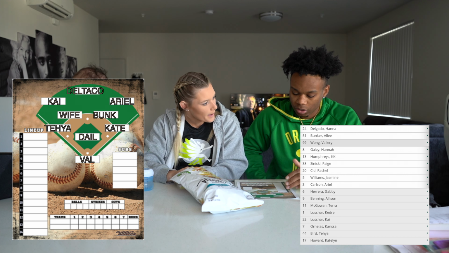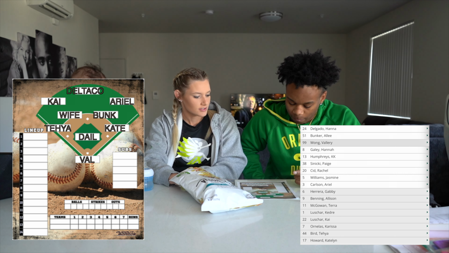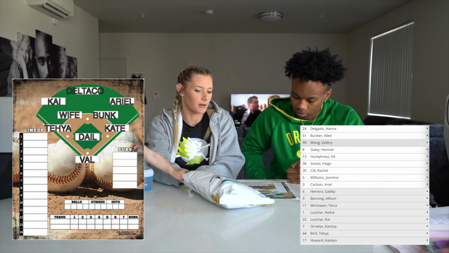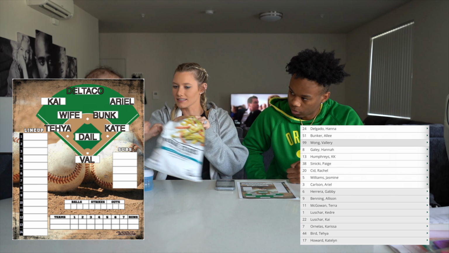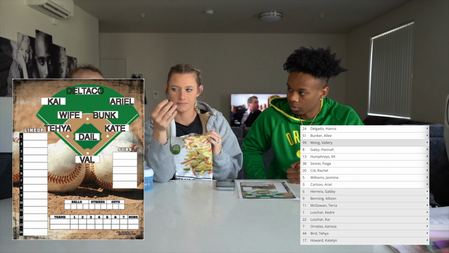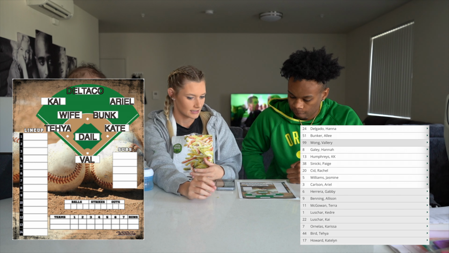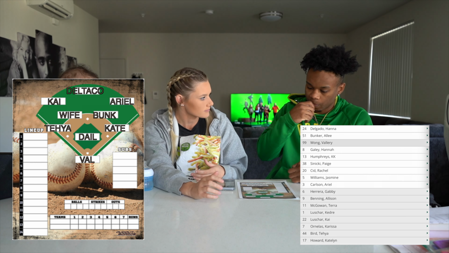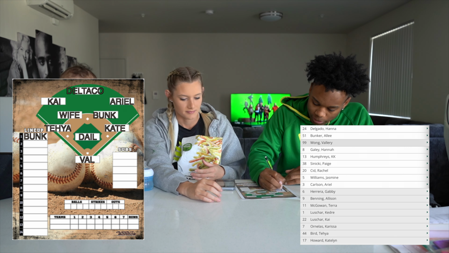How does it work as far as, you know how they go like the third one is supposed to do this? So your leadoff typically is someone who consistently gets on base a lot, or sees a lot of pitches, has good at bats, kind of just starts the momentum for the game. So I like Bunk. All right. We're going off with Bunk. Okay.